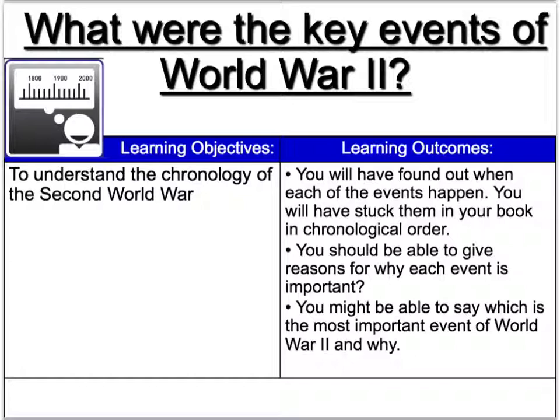Your task today then is to find out what each of the events were, when they happened, and to stick them into your books into a timeline. You will be able to explain why each of the events that you're studying today are important, and you might be able to reach a conclusion about which one was the most important. In doing this activity, you work through levels 4, 5 and 6.